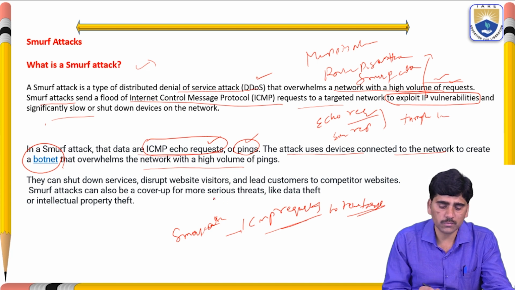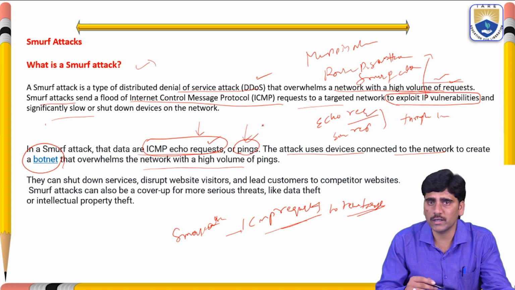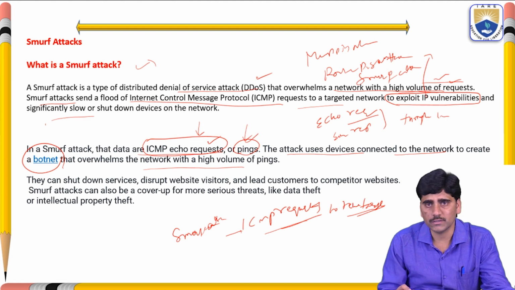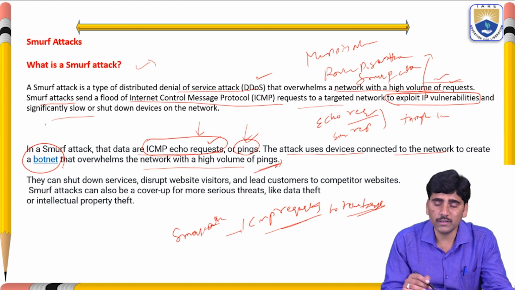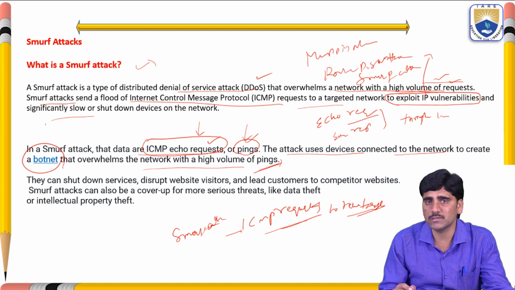So the Smurf attack sends data in the form of ICMP echo requests or pings, sending multiple pings or multiple ICMP echo requests. By sending all these multiple echo requests, they create a botnet. With the help of that botnet, the attack is carried out on the target system. That indicates that a Smurf attack is one type of distributed denial of service attack.